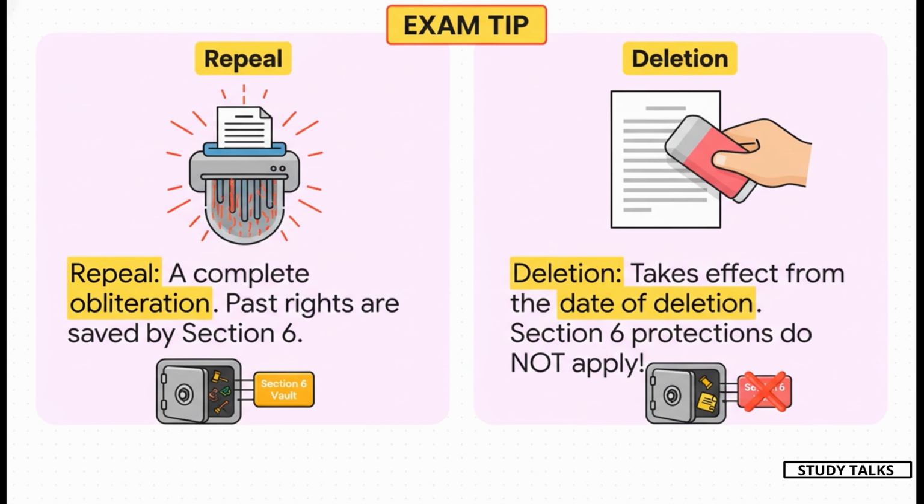A repeal completely obliterates the law, but Section 6 saves past actions. But an omission or deletion is different. This is when a paragraph is just erased from a law by an amendment. The Supreme Court, in the Cole-Harper-Cane Sugar case, made it clear that the protections of Section 6 do not apply to a simple omission. This is a subtle but critical distinction where marks are so easily lost.